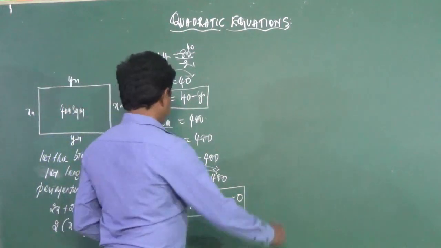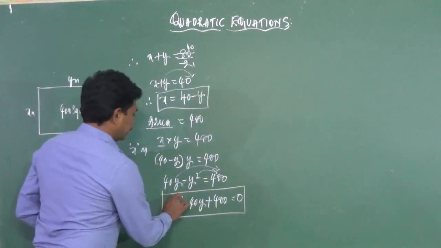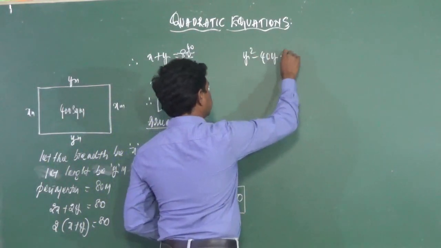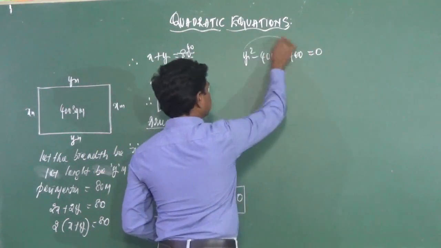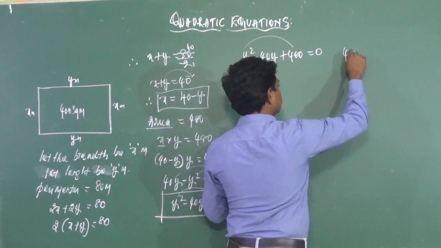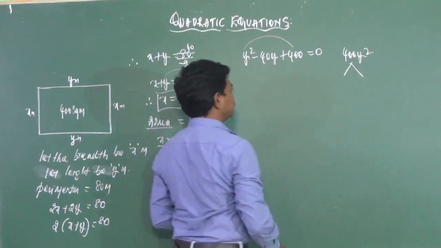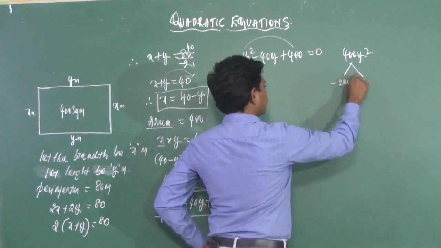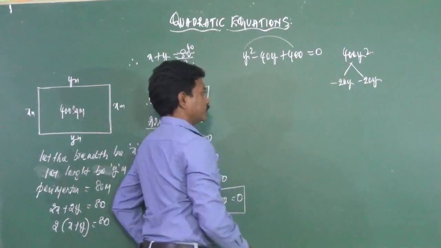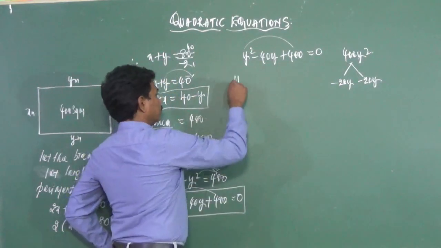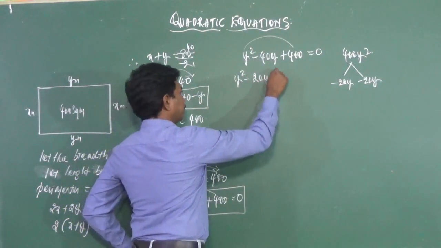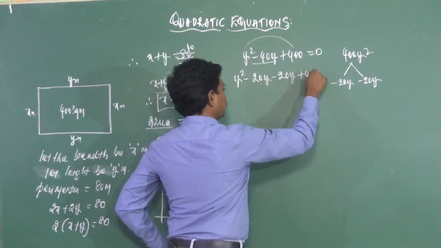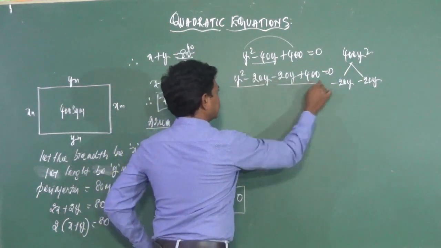Let us multiply y square into 400, that is 400y square. In y square minus 40y plus 400 is equal to 0, split the middle term into two numbers such that we get minus 40y: minus 20y and minus 20y. So y square minus 20y minus 20y plus 400 is equal to 0. Instead of minus 40y, I have written these two terms.